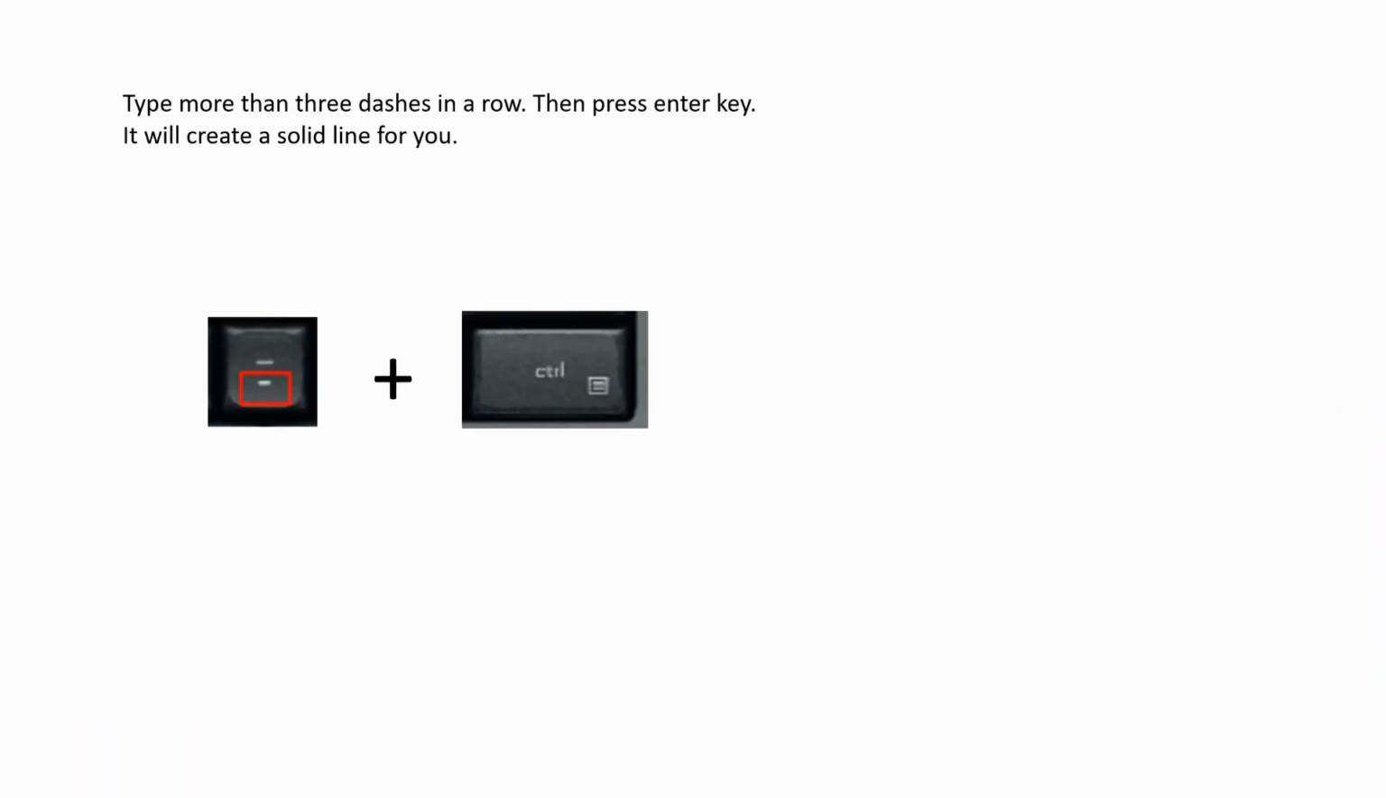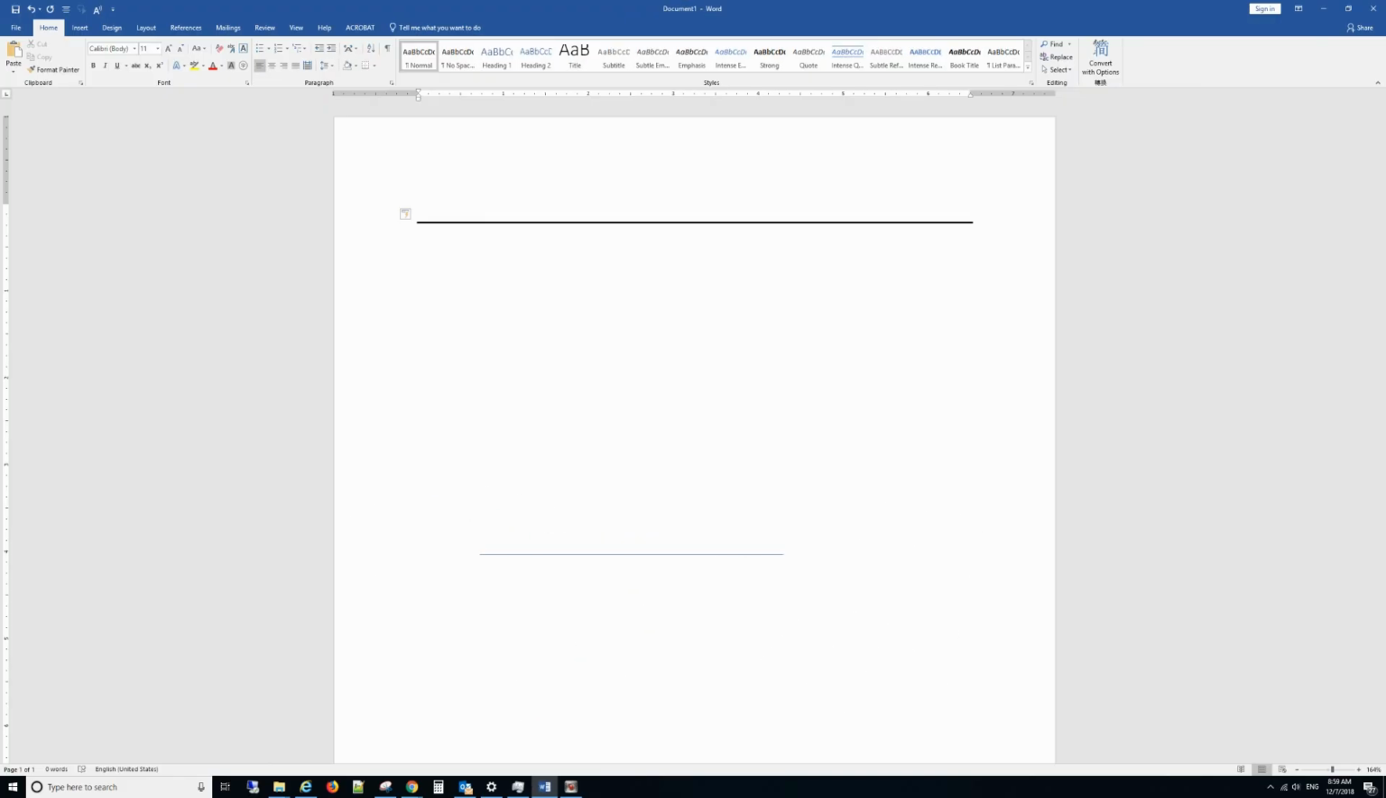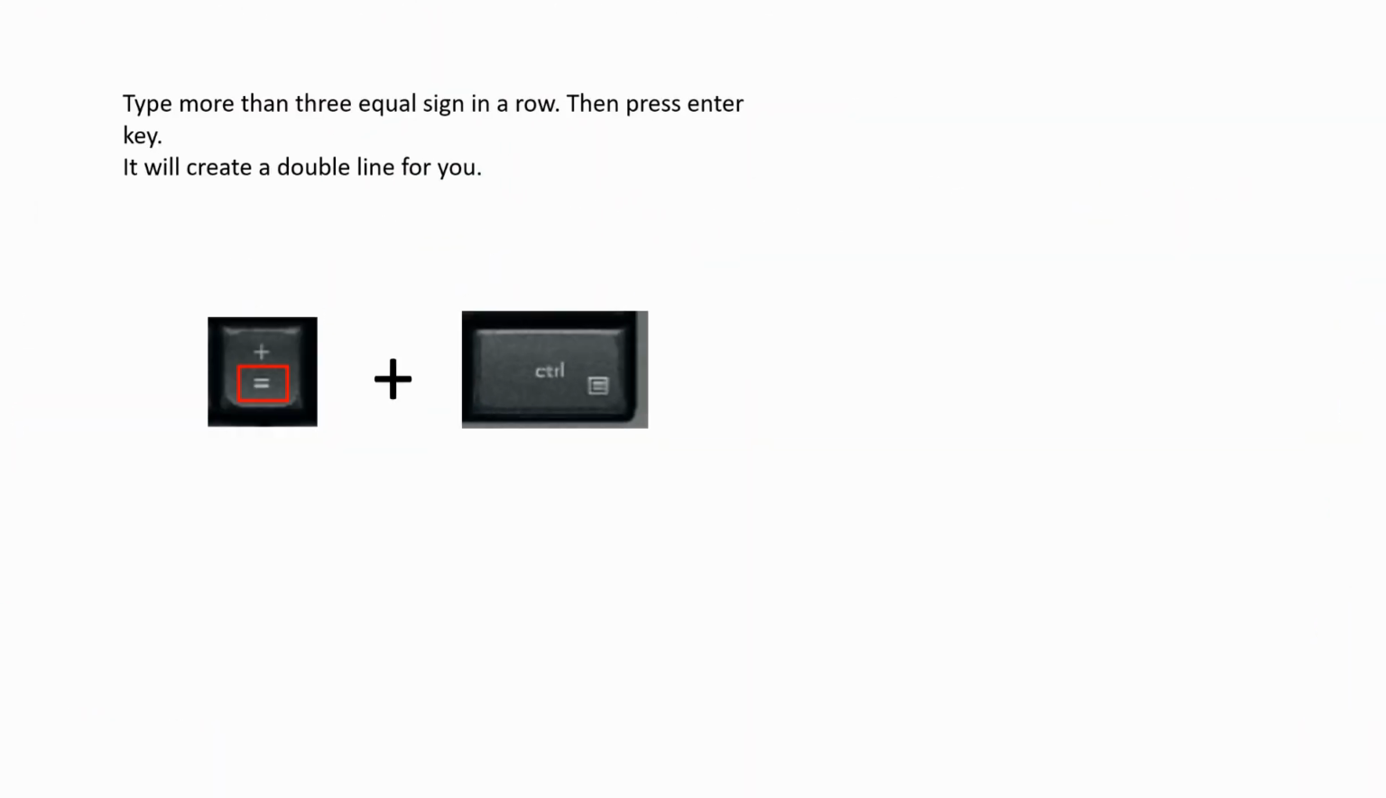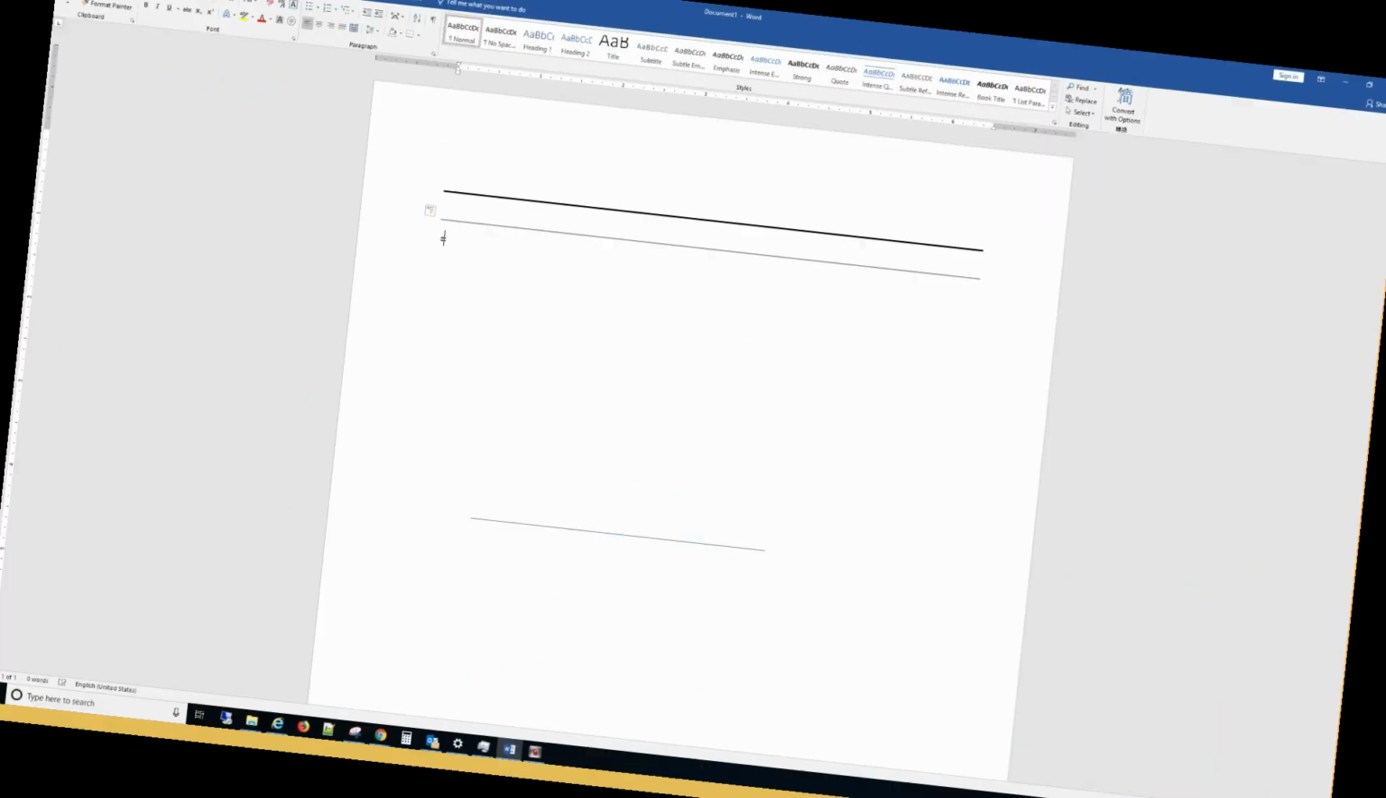Type more than 3 dashes in a row. Then press the Enter key. It will create a solid line for you. Type more than 3 equal signs in a row. Then press the Enter key. It will create a double line for you.